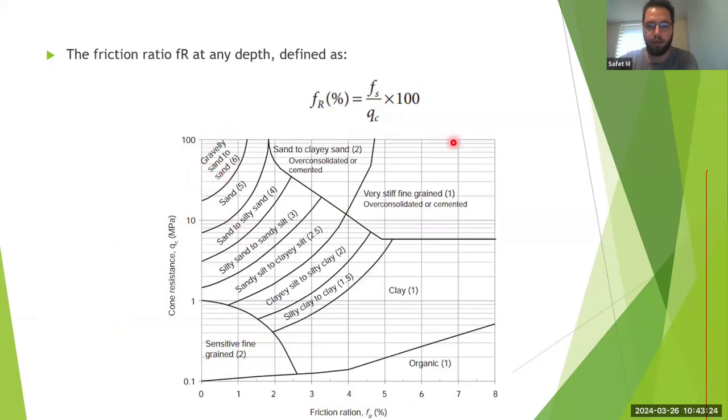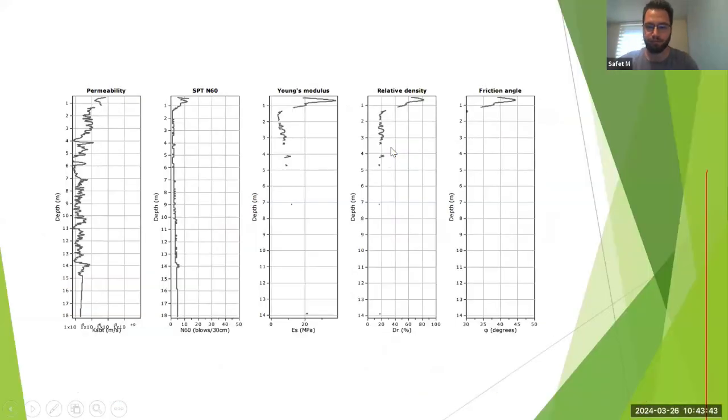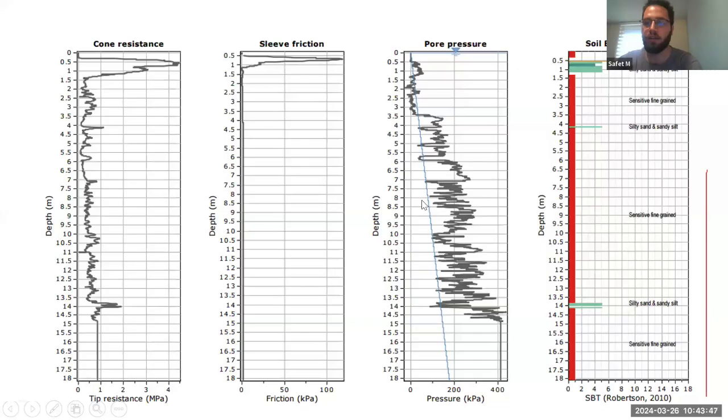And when we look at the really fine, stiff grained, or consolidated or cemented soil, we are looking to have a huge friction ratio and a huge cone resistance. Generally speaking, sorry, this would be the basic result that you would get from the CPT.